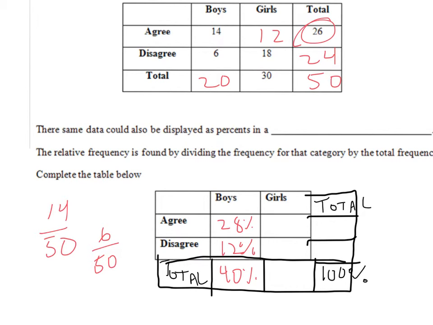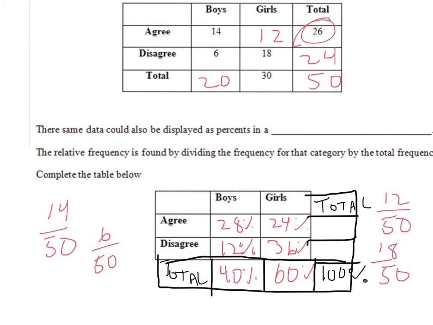And now I'm going to look at the girls column. I've got 12 girls who agreed out of 50 total people interviewed. 12 divided by 50 is 24%. And then I'm going to do the same thing with the 18. 18 divided by 50, that's 36%. These two total together 60%, which makes sense because if I add up my 40 and my 60, that's where I'm getting my 100% from.